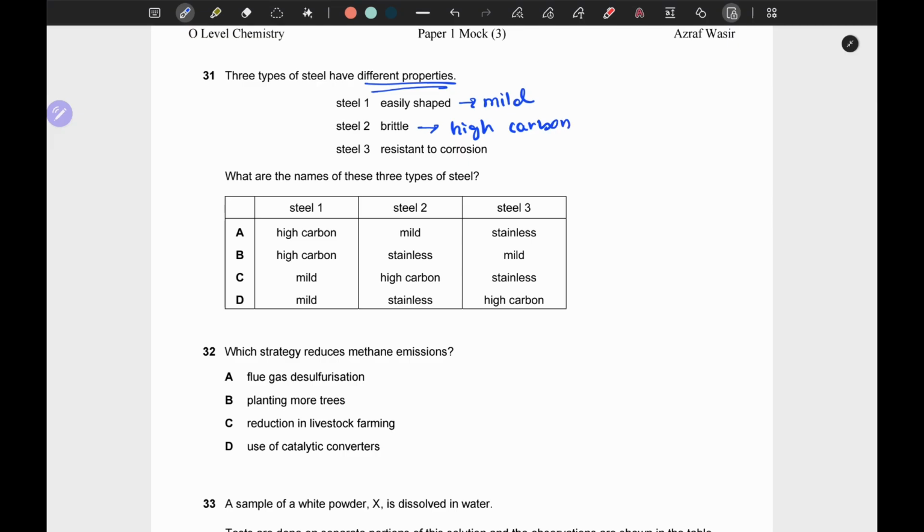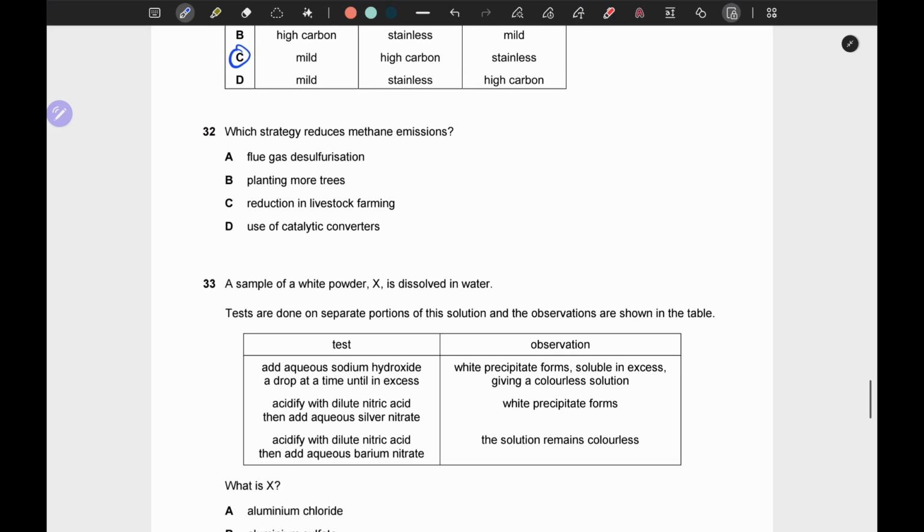Metals by themselves are supposed to be malleable and ductile. So if a metal or an alloy of the metal is brittle, it's due to the other substance present, which is why it's brittle. So in this case, it's because of the carbon, the steel is brittle. So steel 2 must be high carbon, and resistant to corrosion is most definitely stainless steel. So if you look at our options, C has steel 1 as mild, steel 2 as high carbon, and steel 3 as stainless. So 31 is C.